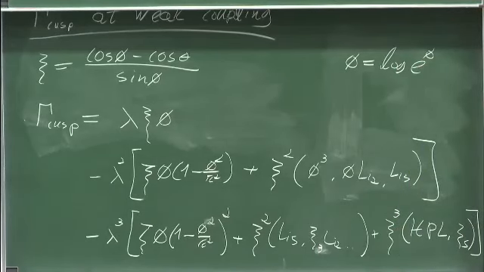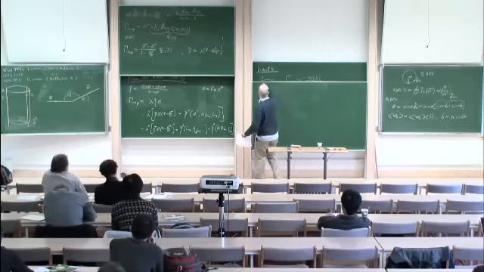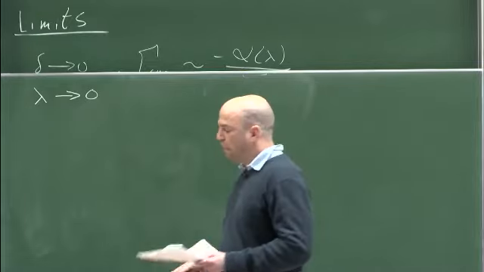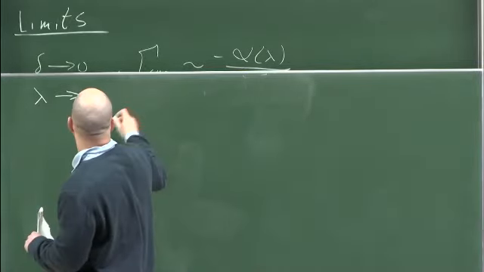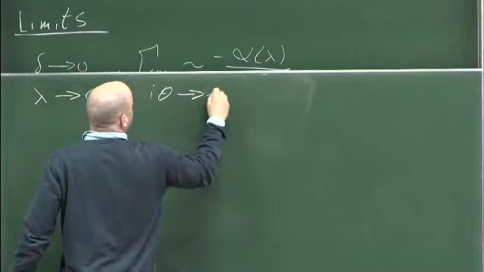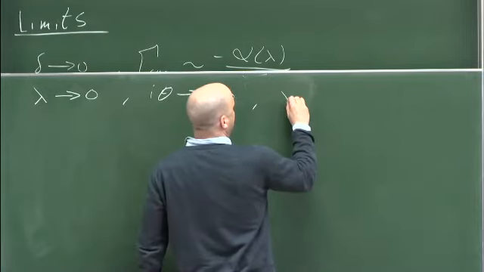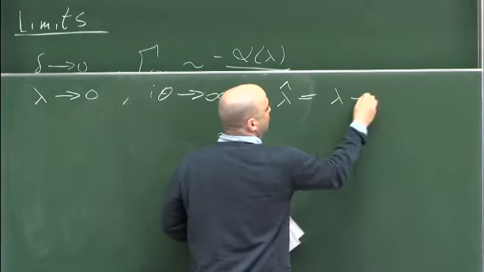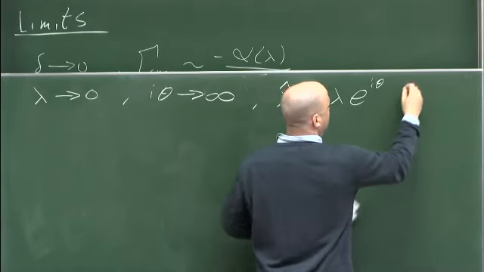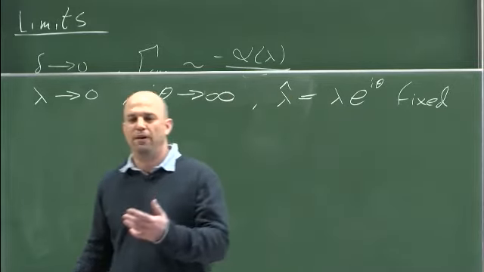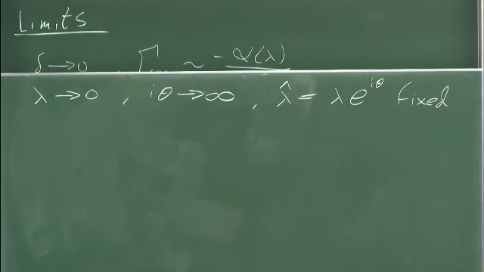So consider the limit when we take lambda to 0 and therefore turn off all the couplings of the theory, but at the same time we take the angle theta, or let's say i theta, to infinity. In that case, the combination lambda times psi we keep fixed. That is, we keep what I'll call lambda hat, which is lambda times e to the i theta, fixed. What this limit does for us is project to ladder diagrams.